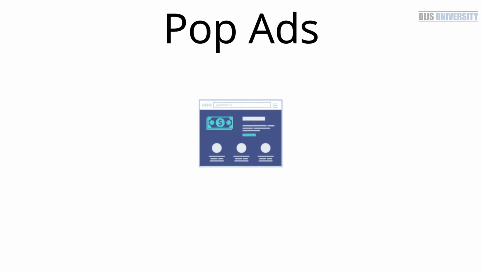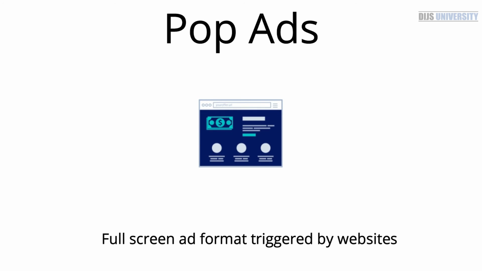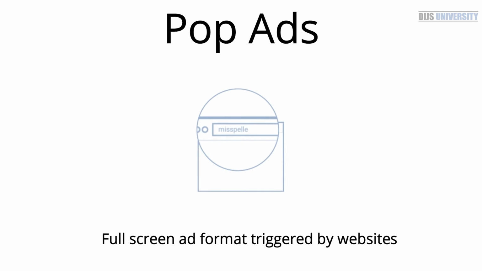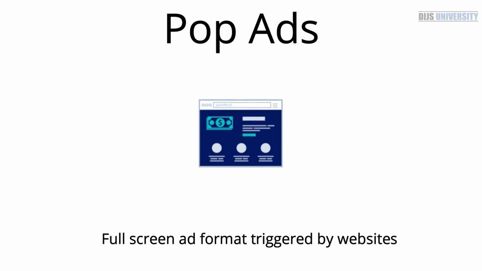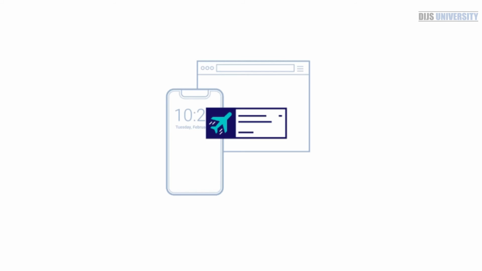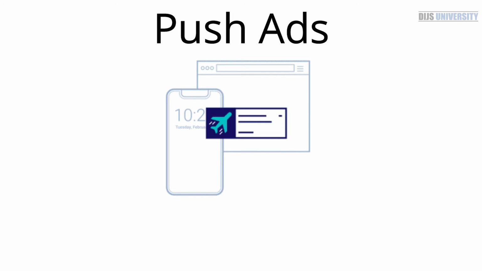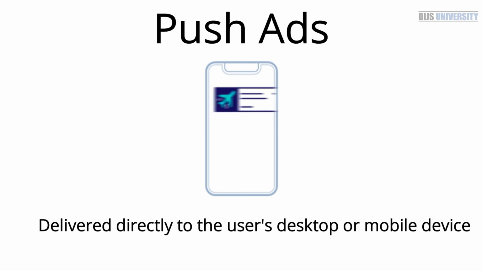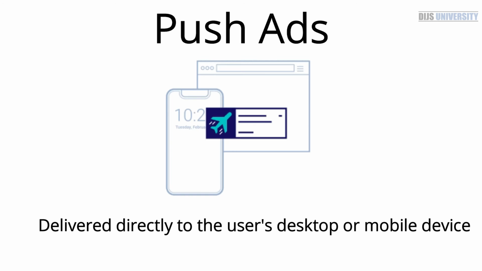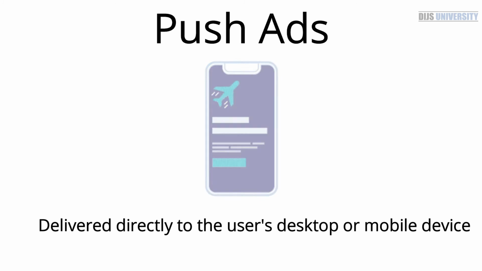We also have pop ads. They are a full screen ad format triggered by websites. They're going to appear as a new window on a desktop or as a tab on mobile, on top of the currently viewed tab or in the background. And then you have push ads. They're going to be delivered directly to the desktop or mobile devices in the form of a push notification. And the link to your landing page or straight to the offer is how it's going to be received.